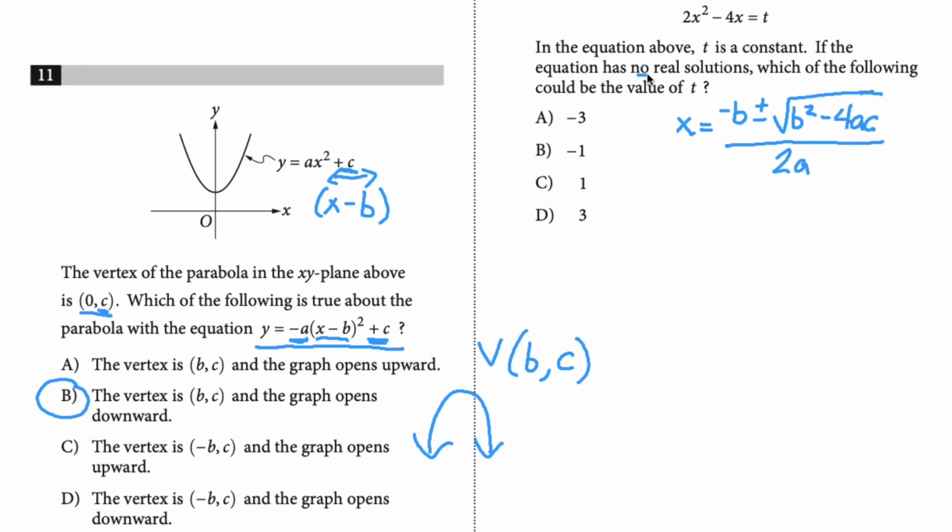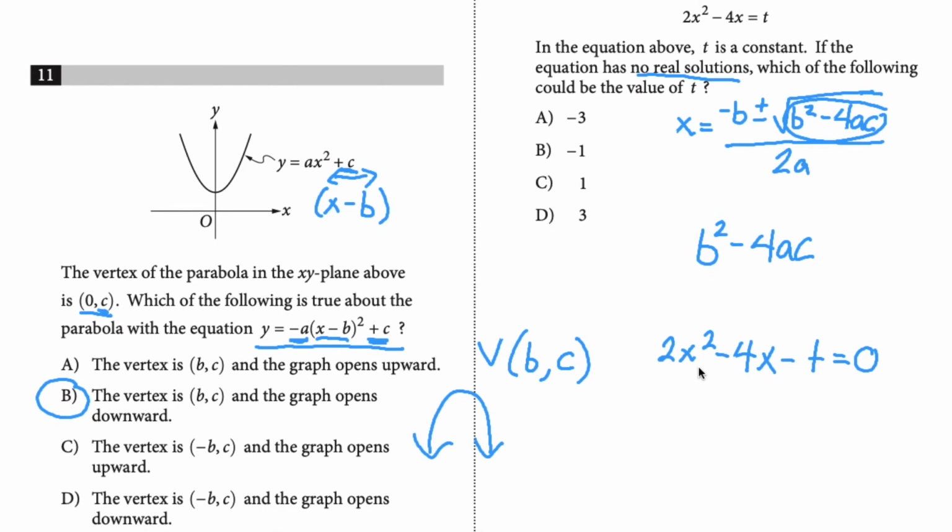When we're talking about the number of real solutions, the only part that we need to pay attention to is what's inside of the square root, b squared minus 4ac. Now we're going to refer back to our equation, which is 2x squared minus 4x. And we're going to move everything to one side by subtracting t. So this would be minus t equals 0.